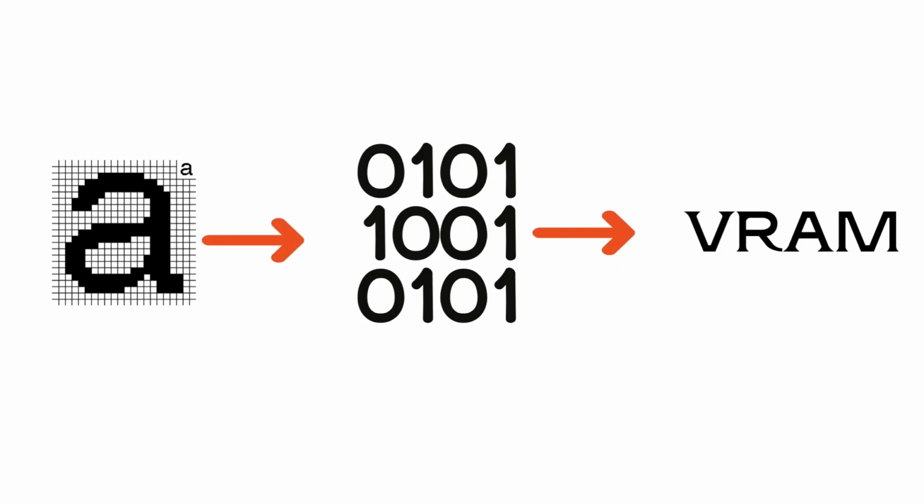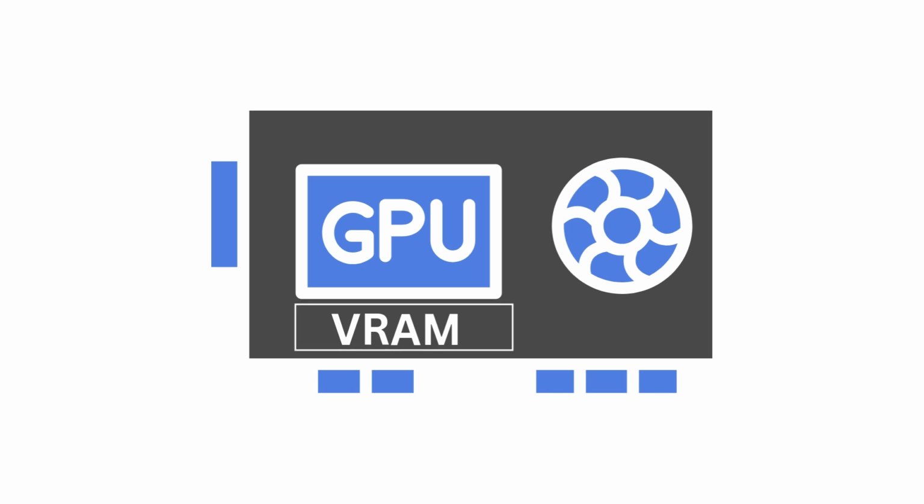In the next step, the binary representation of the character is sent to the video memory, also called the VRAM. The video memory is not part of the computer's main memory. Instead, it's located directly on the graphics card itself. Video memory acts as a high-speed workspace for the graphics card, storing and providing quick access to the critical data needed to generate the images and videos you see on your screen.